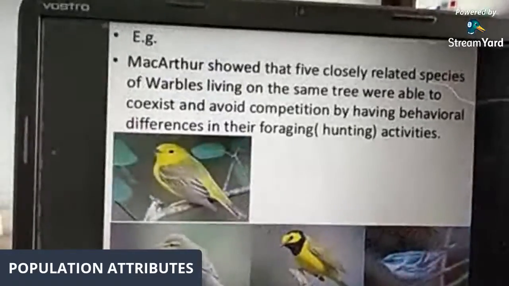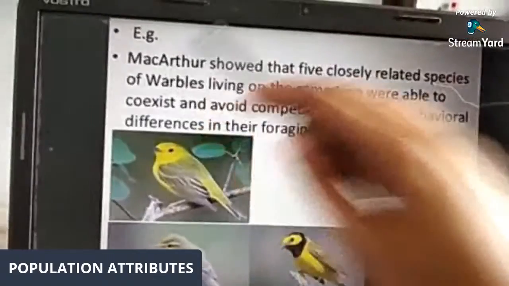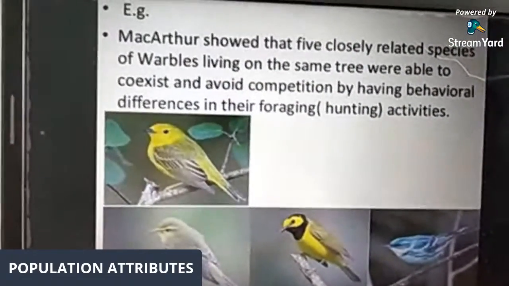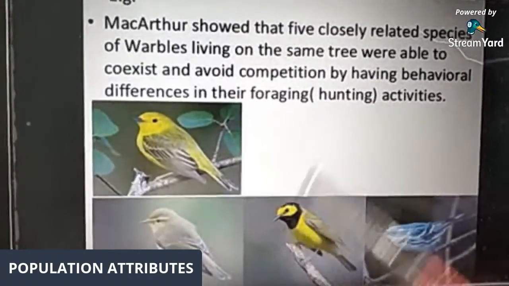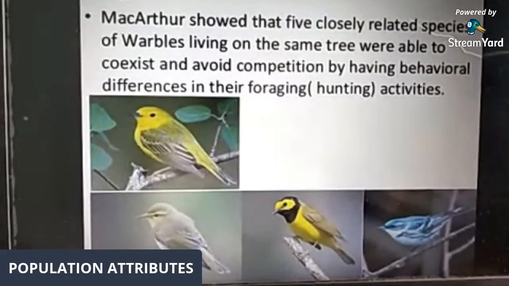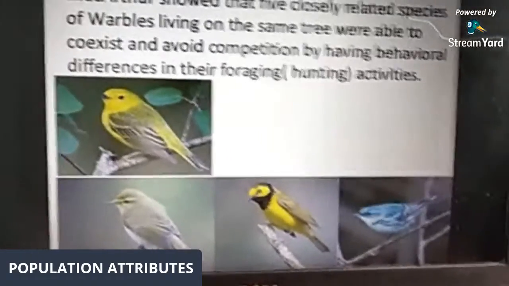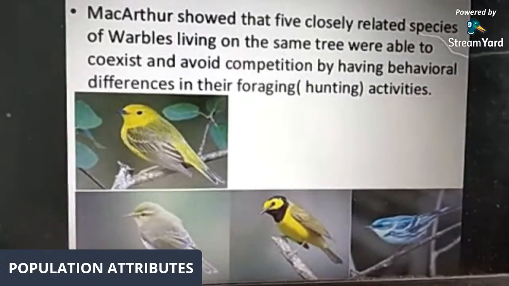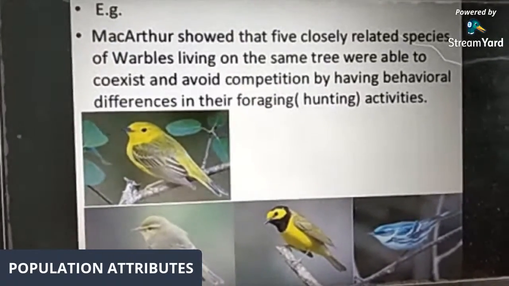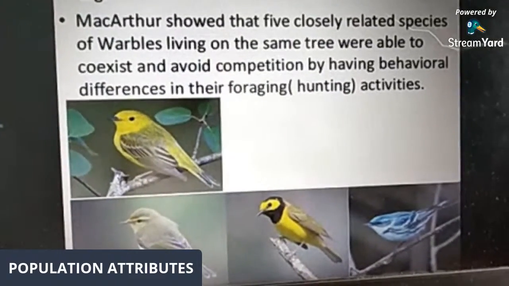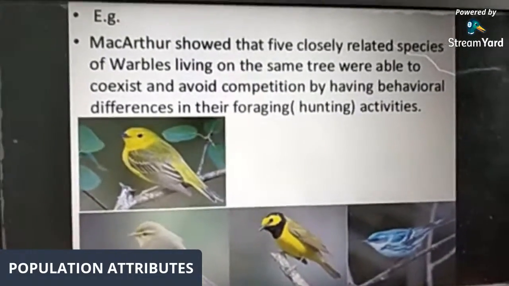Okay. An example: MacArthur, a scientist, showed that five closely related species of warblers living on the same tree were able to coexist and avoid competition by having behavioral differences in their foraging or hunting activities. Clear? So this is a true example of resource partitioning. What is the meaning of resource partitioning? We divide our resource and coexist together.